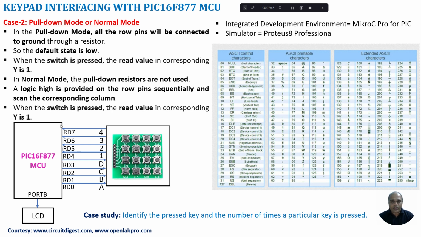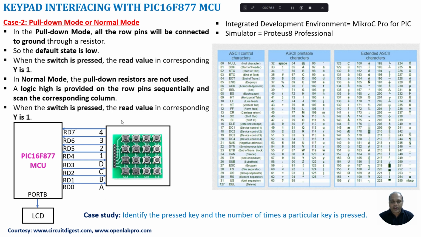And depending upon the identification of a key and how many times a particular key is pressed, those status will be available on the LCD connected to port B of your microcontroller. So here we are going to connect the LCD in a 4-bit mode.